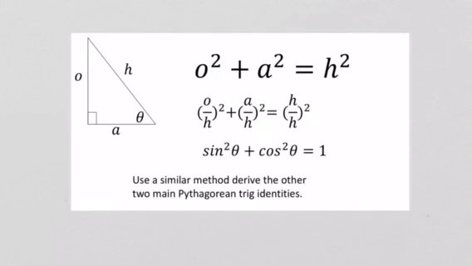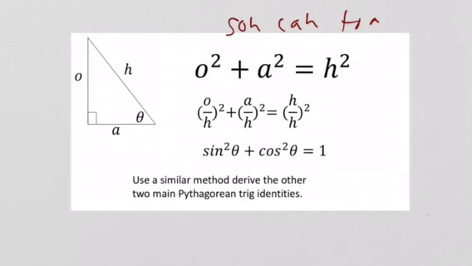But now let's go back to trig. What is the ratio O over h? Well, O over h, opposite over our hypotenuse, is just sine. Let's go back to SOH CAH TOA. Sine is opposite over hypotenuse, so we can replace O over h with sine, sine squared. We can replace A over h with cosine, cosine squared, and that's equal to 1.